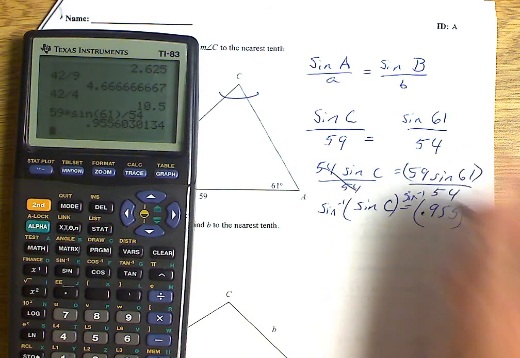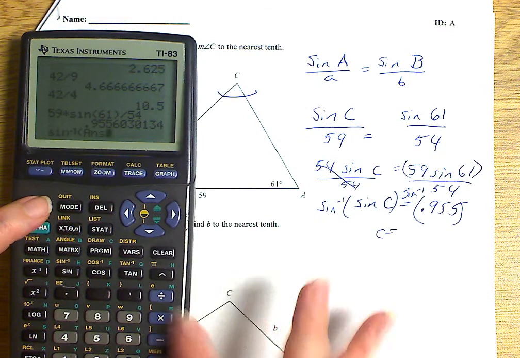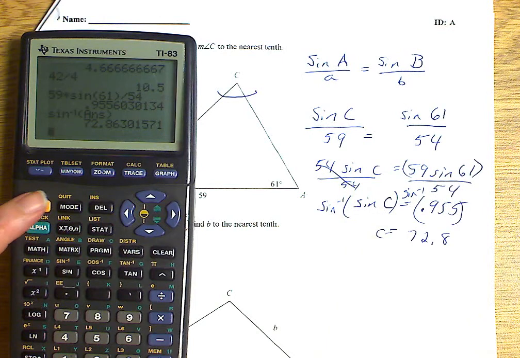So I have C is equal to the sine inverse of my answer, which gives me 72.8 degrees.